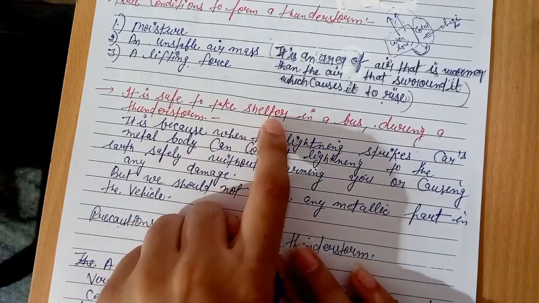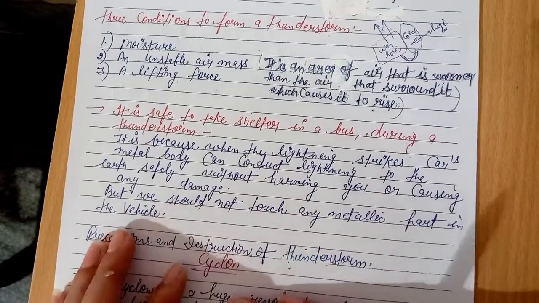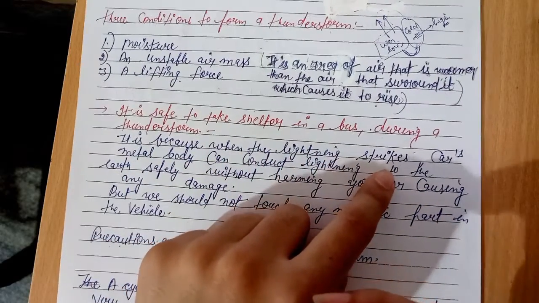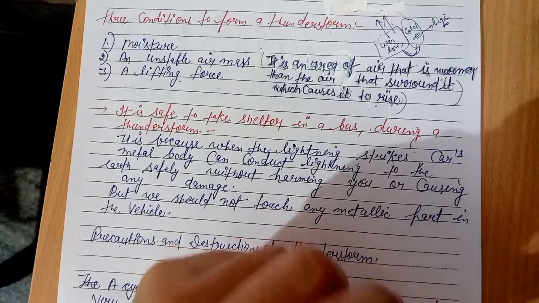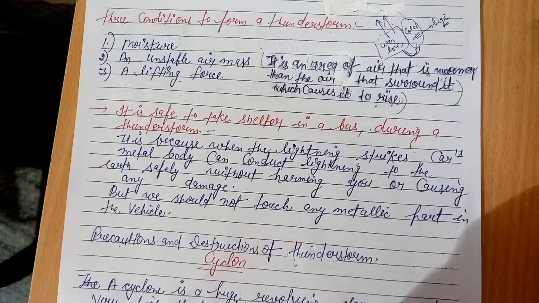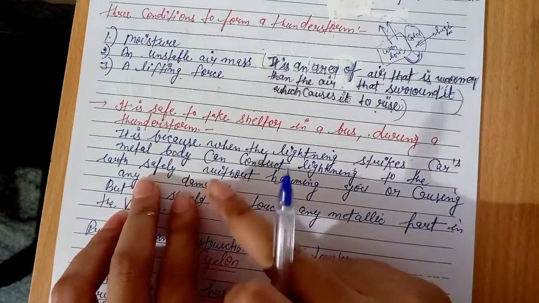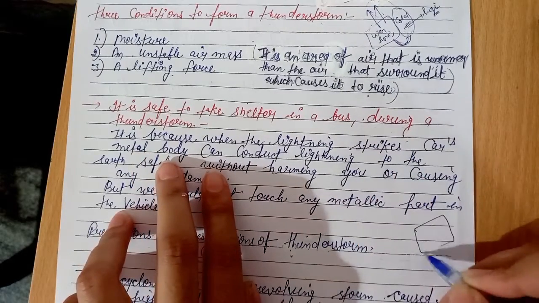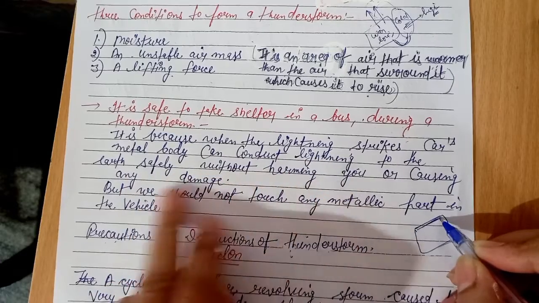Next is, it is safe to take shelter in a bus during a thunderstorm, and during a thunderstorm lightning is also produced. It is because when lightning strikes, it comes at the surface of land or between the clouds or between the atmosphere. That lightning can come to the surface of land and can strike the outer atmosphere. And it is because when lightning strikes, the car's metal body can conduct lightning to the earth safely without harming you or causing any damage.